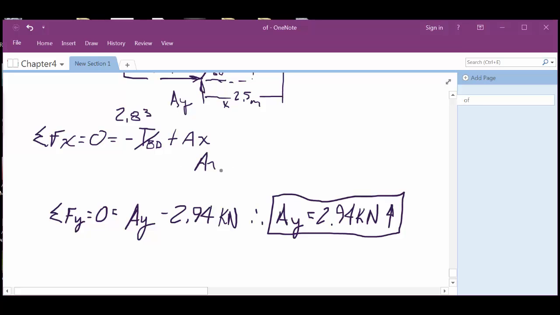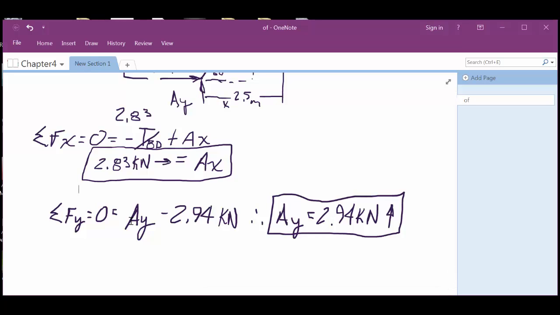AX stays where it's at. The other stuff goes to the other side of the equation and you end up with 2.83 kilonewtons. We said AX was going to the right. It came out a positive value, so AX is going to the right, isn't it? And that's the reaction at A relative to the x-axis. But we're not done yet. See, because if you look in the problem, determine the tensile force in the cable and the reaction at A. Okay, well that's the reactions at AX and AY.